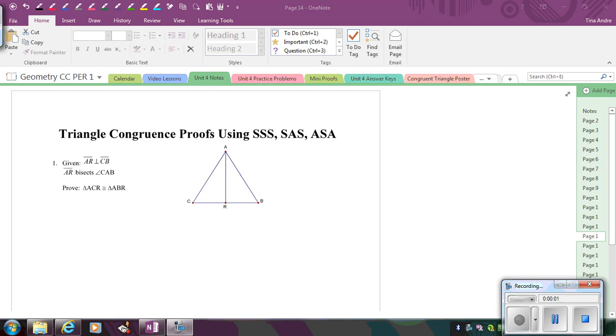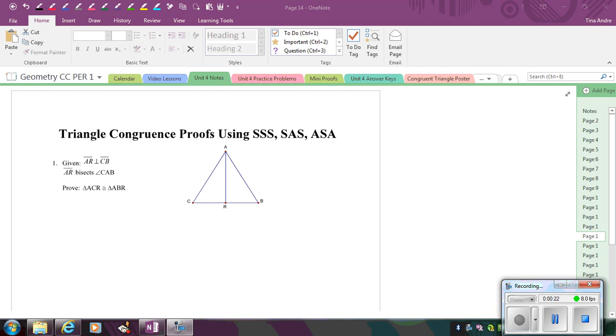In this video, we're going to look at how to prove congruent triangles using side, side, side, side, angle, side, or angle, side, angle as our congruence theorems. So the first thing here is we have some givens, and what we need to do is get those givens in our proof and label our diagram, and then figure out which two triangles we're trying to prove congruent and how we're going to get there.